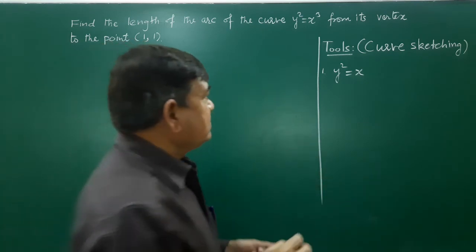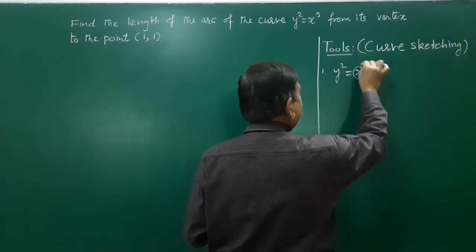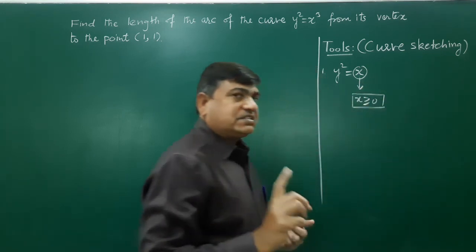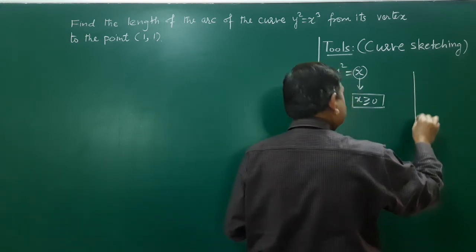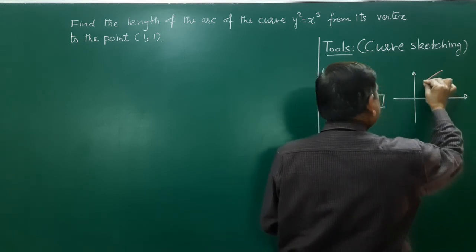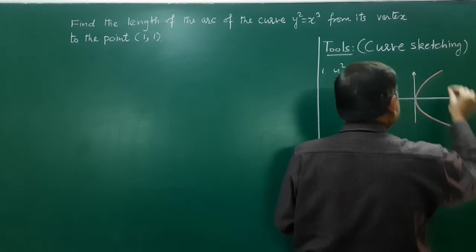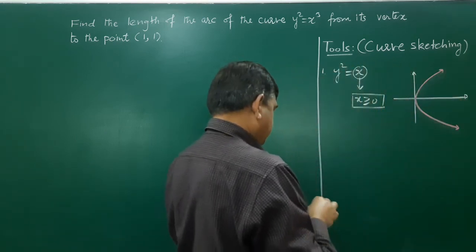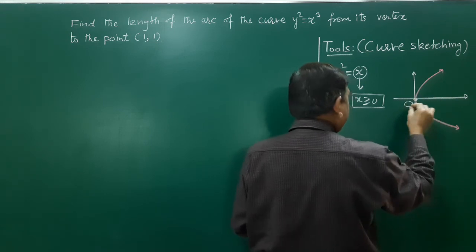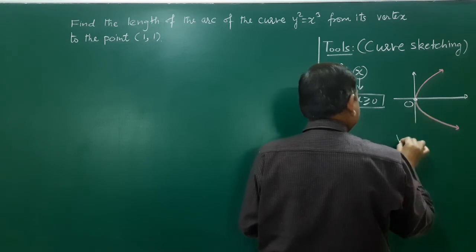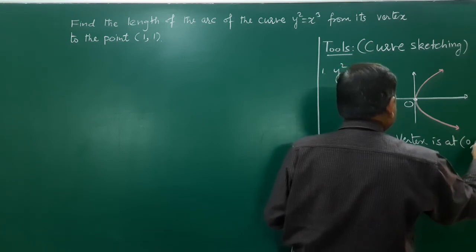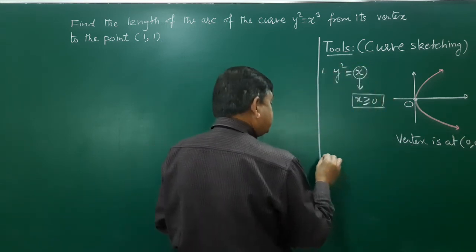Yesterday it was explained. Since this is y square, this must be positive. This is the condition. Yesterday it was explained, and the graph was this, the parabola. As you know, this is the origin and this is the vertex, zero comma zero.